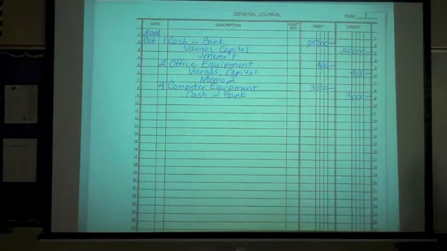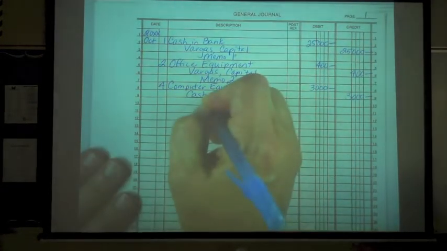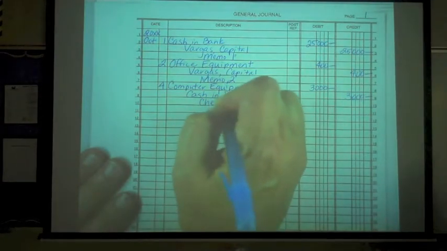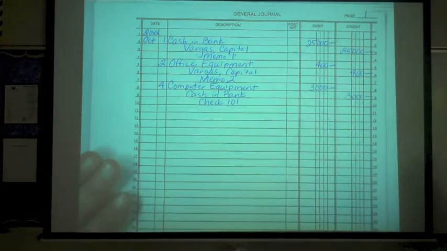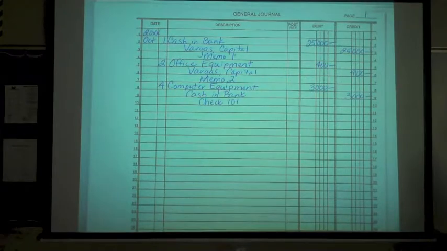And on line 3, we have to put the source document. In this case, they said it was check 101. You could write check stub 101, but check 101 is sufficient because the check stub number is going to match the check.